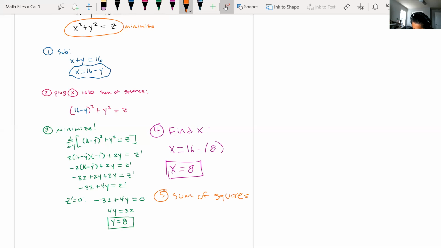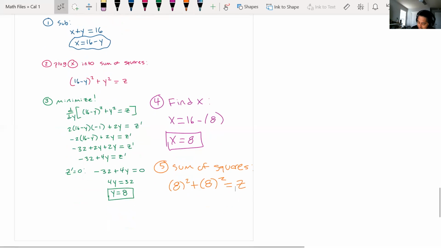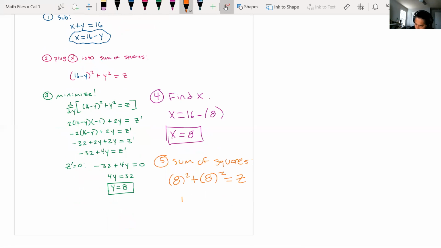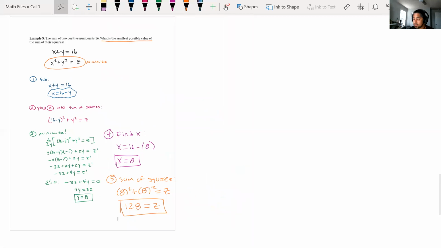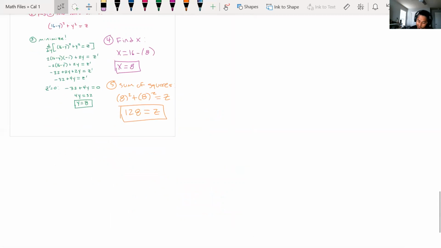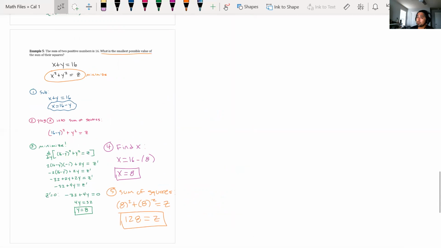128. Right? Because you'd have 8 squared plus 8 squared equal to z. And 64 plus 64 is 128. That is the smallest possible sum of their squares, 128. And that is optimization. Fun times.